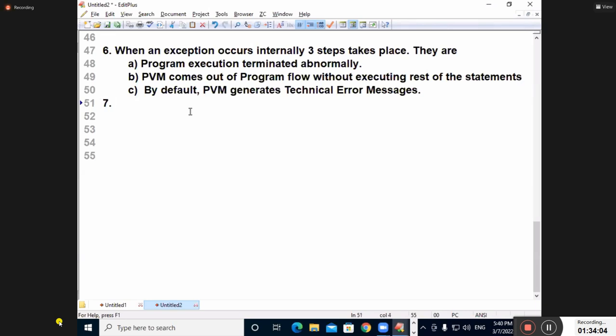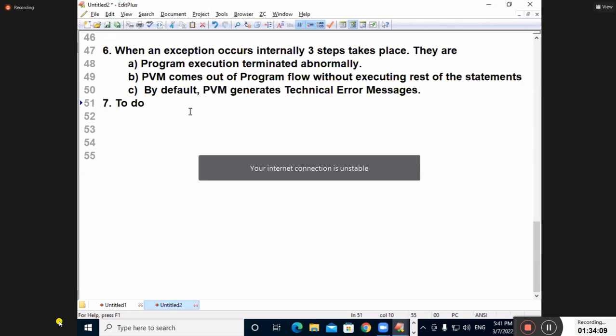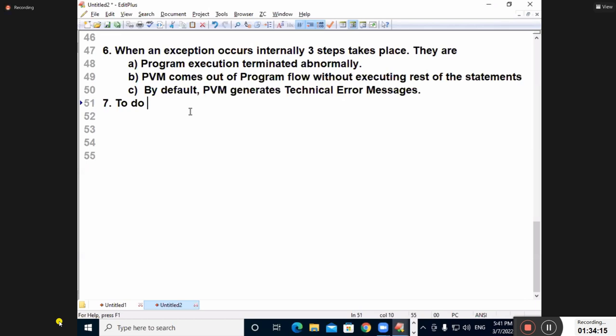Perfect. Dear students, I'll write it because the 7th point, if it is bouncing over your head, you cannot understand in a lifetime. That's why I want to explain very carefully. To do A, B, C steps, PVM creates one object. To abnormally terminate program execution, PVM definitely expects one object to be created.